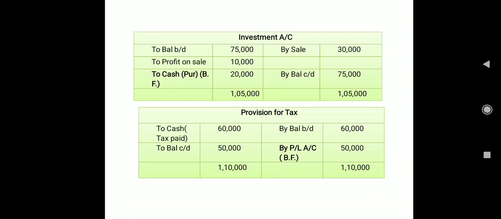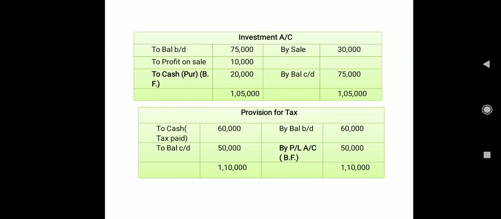Now the next we have provision for tax. Okay, provision for tax is your liability. So opening balance on your credit side and closing balance on your debit side. Okay, so how much is the opening? 60,000 and closing 50,000, and then we had the additional information that taxes paid during the year were rupees 60,000. So that we are going to post to cash, that is your tax paid. How much have we paid? 60,000. So no other further information was there. Opening, closing and tax paid, all three posted.